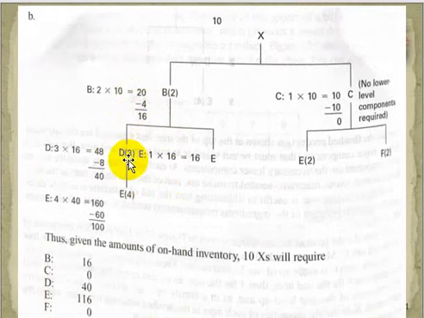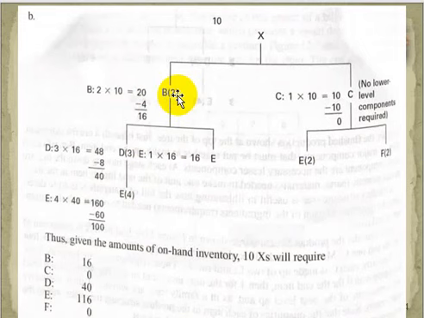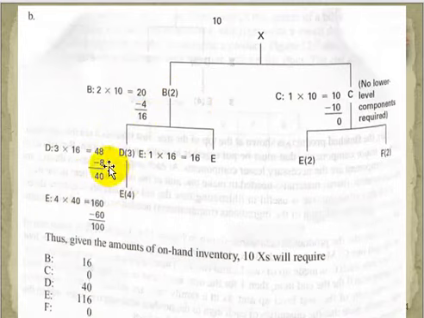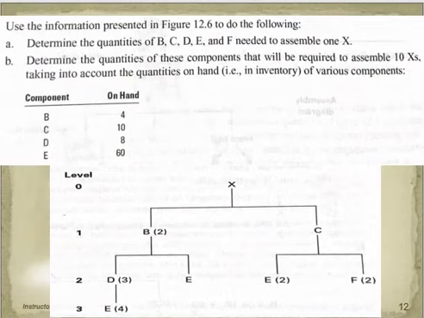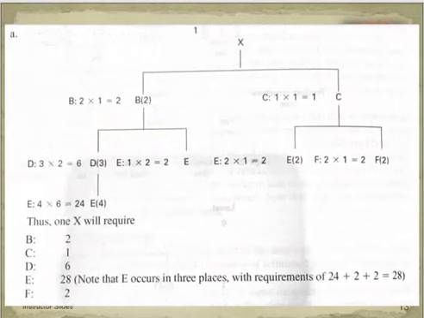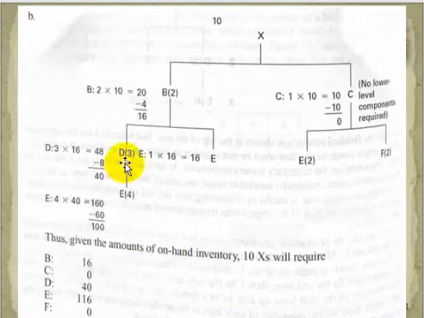We need B. How many Bs? We need 2. And how many X? So we could calculate 3 times 2 times 10, or 3 times 16. 3 times 16 equals 48. We will take away 8. Why 8? Because we have 8 again in the inventory here from D. We always calculate the sum. 3 times 16 minus 8 equals 40.